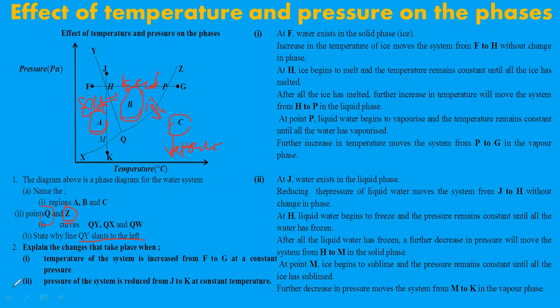Now, this is the most interesting part I want us to emphasize here. The first were preliminary questions that I thought everyone could be able to answer. You can be asked to explain the changes that take place when the temperature of the system is increased from F to G at a constant pressure. Are we there now, members? Yes, we want to explain what happens when the temperature of the system is increased from F to G.